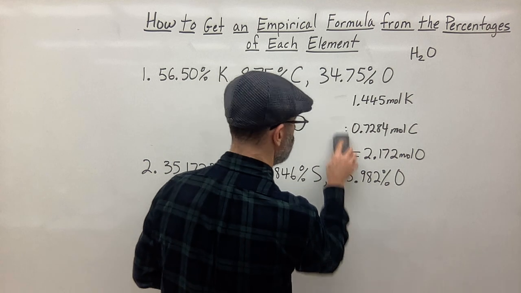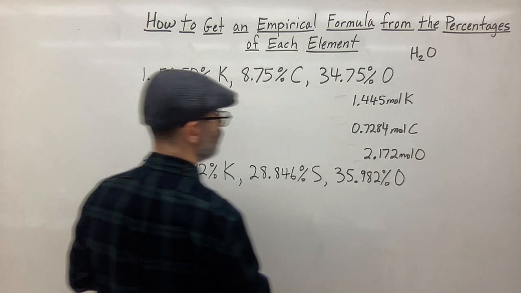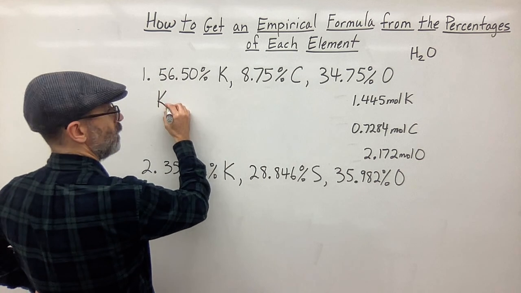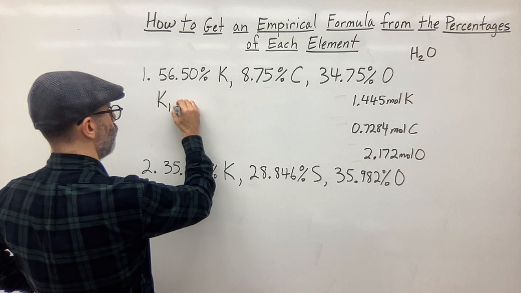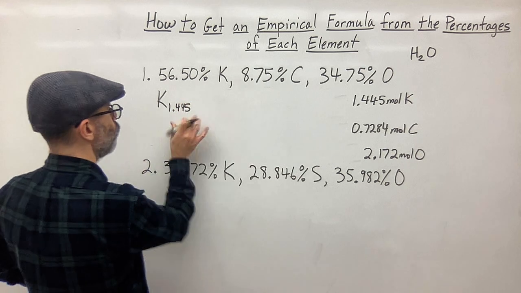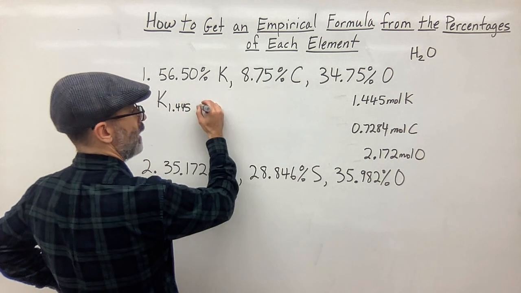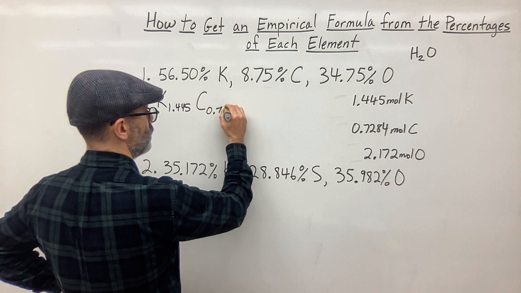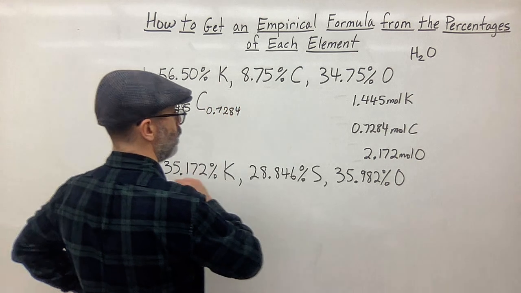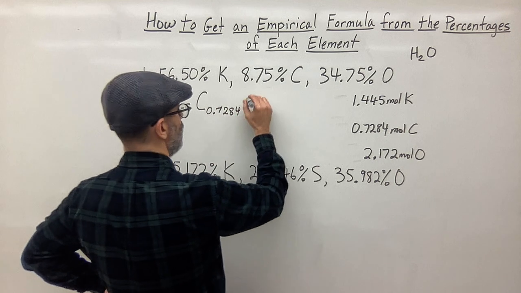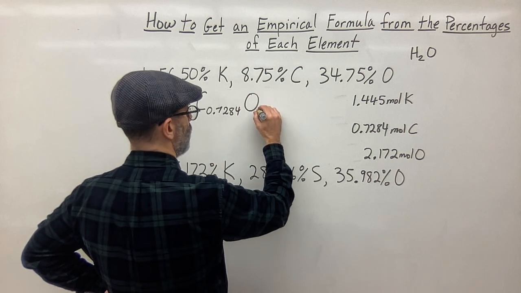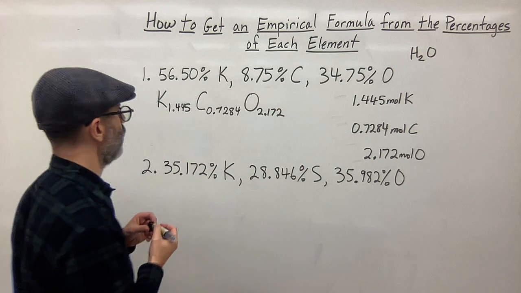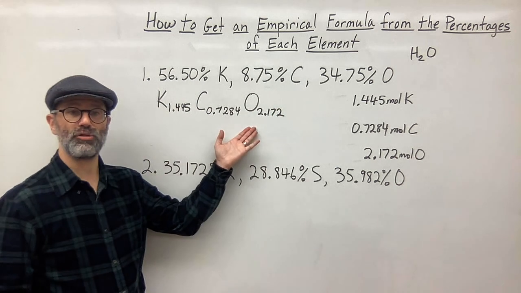Okay. So here's the moles we have, and so my pseudo formula is going to be K with 1.445 moles as the subscript, and I'm going to have C as 0.7284 for its subscript. And then I got oxygen, and its subscript is 2.172. Okay, so there's my pseudo formula.